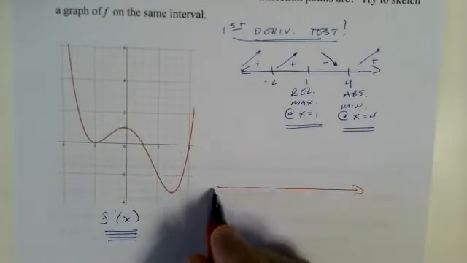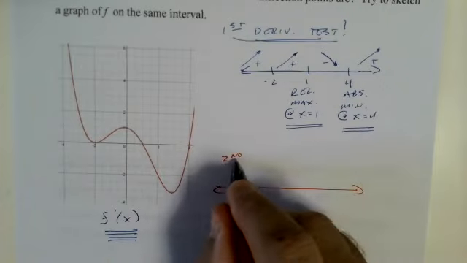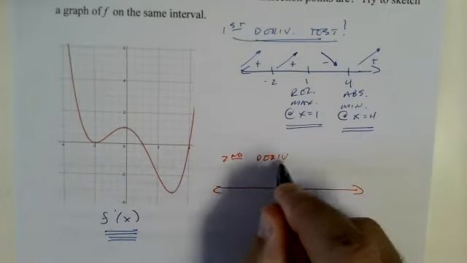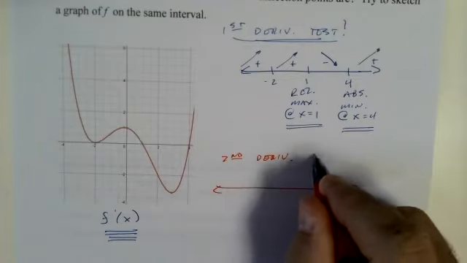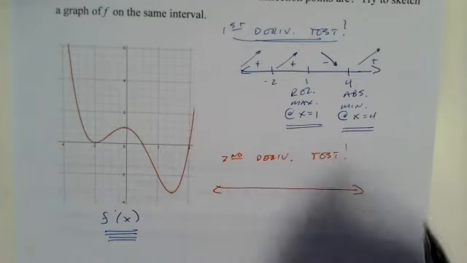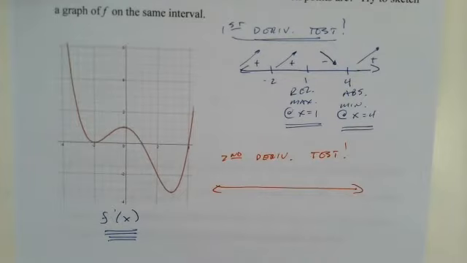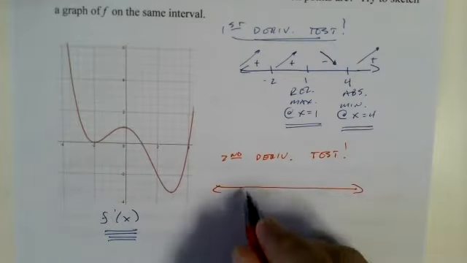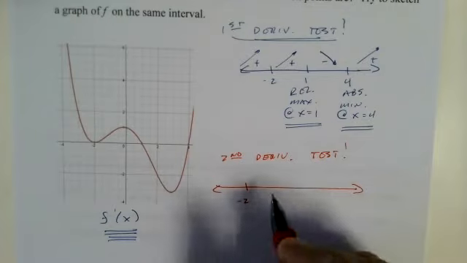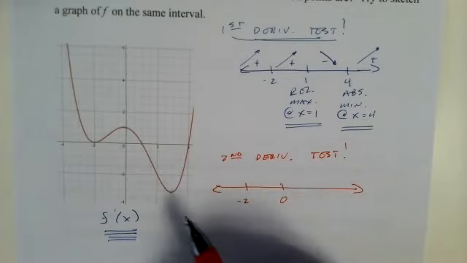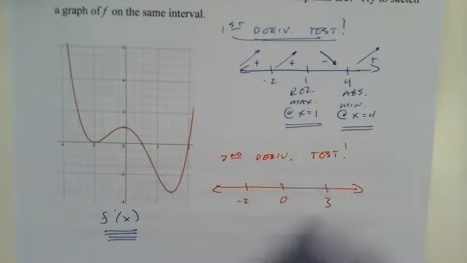Now, second derivative test. I'm going to put an exclamation point on here because I don't want it to feel bad, like it's not as important as the first derivative test. We're looking for where we have peaks and valleys here. So there's one at -2, there's one at 0, there's one at 3. All right, make sure we're clear about that.